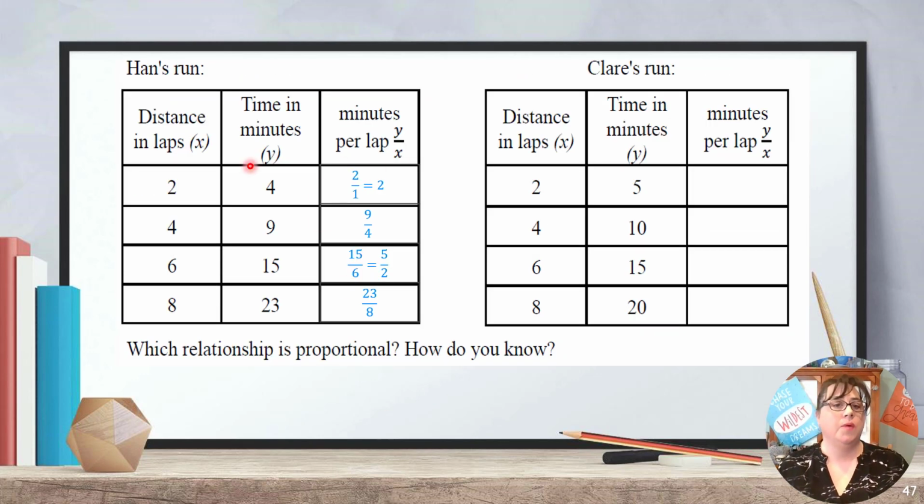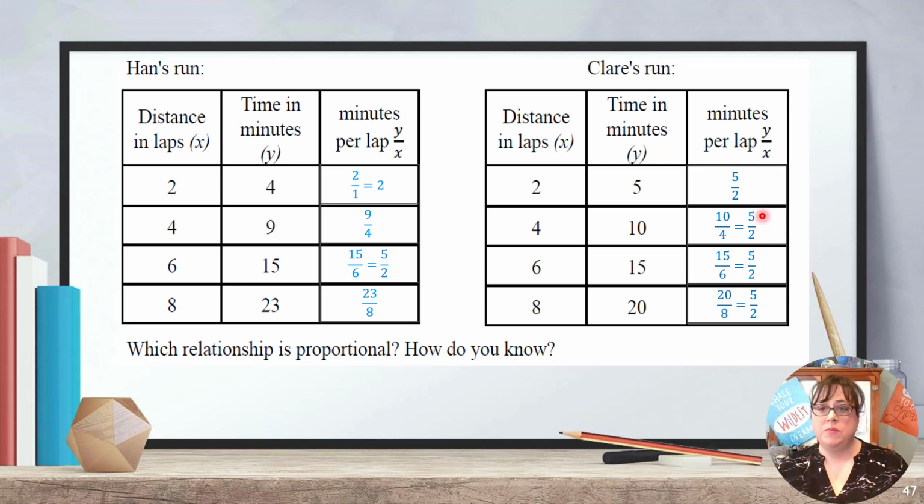So for Han's run, the first one was 2 minutes per lap. The second one was 9 minutes per 4 laps, did not reduce. The next one was 5 minutes for every 2 laps, was the reduced version. And the last one was 23 minutes per 8 laps, and it did not reduce. For Claire's run, it reduced to 5 minutes for 2 laps.